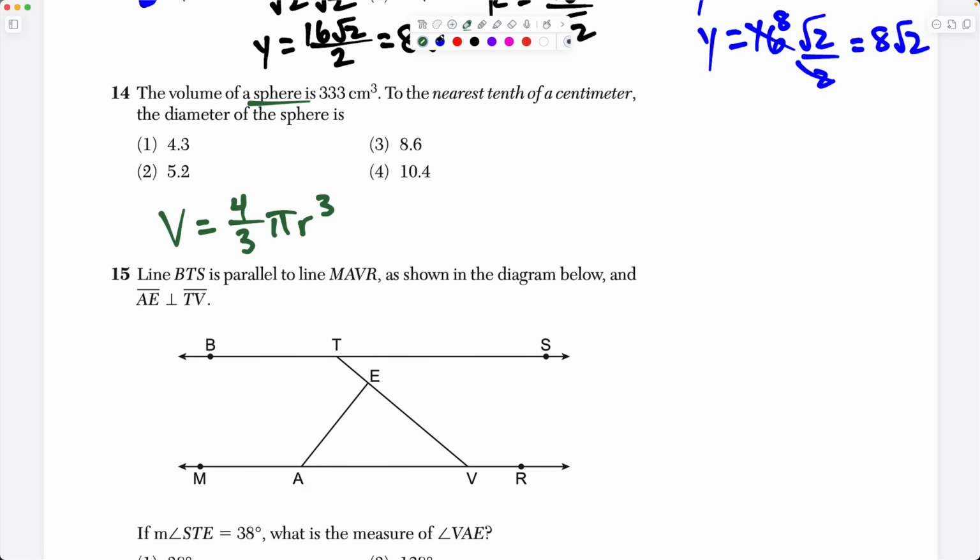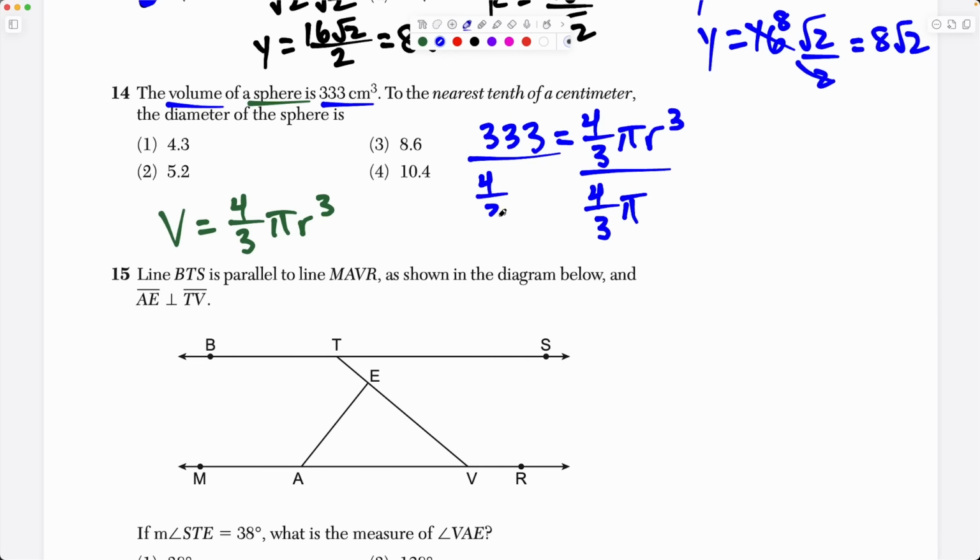But what makes this question a little bit tricky is we're told the volume and we have to solve for the diameter. So we're not going to plug in this number here for r. We're going to plug it in for V. So we're going to say 333 equals 4/3 pi r cubed. And now we have to get r by itself. We're going to divide both sides by 4/3 pi to start.